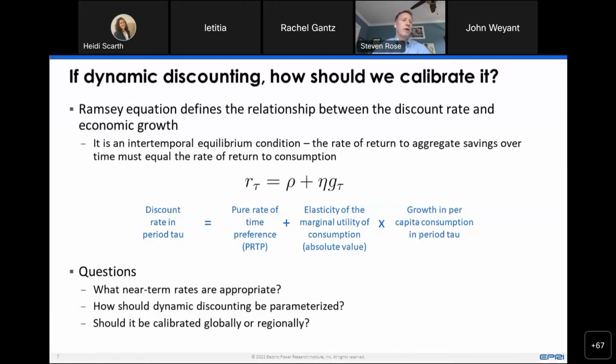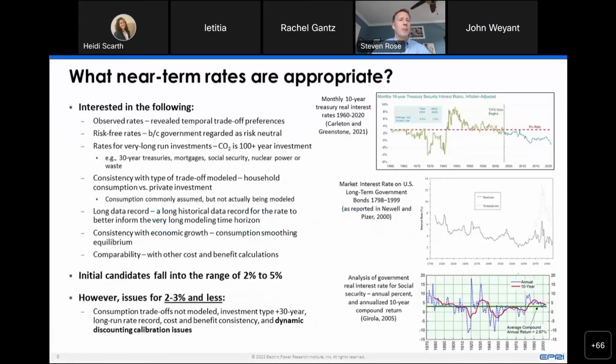I'll get into the details of the parameters in just a minute, but there's a couple questions that come up when we're thinking about this equation and calibrating. One is what near-term rates do we think about? This would be setting the left-hand side to then help us calibrate the right-hand side. And then how do we think about parameterizing the right-hand side? In addition, we might also consider whether or not we want to consider calibration on a regional basis. So I'm going to work through particularly these two first questions, and then we'll give you some examples of calibrations.